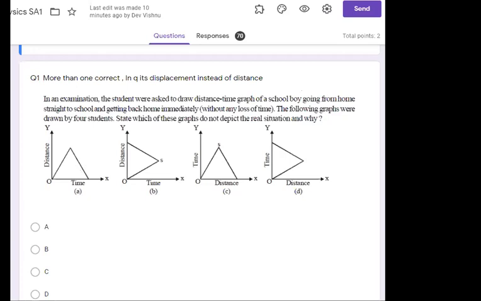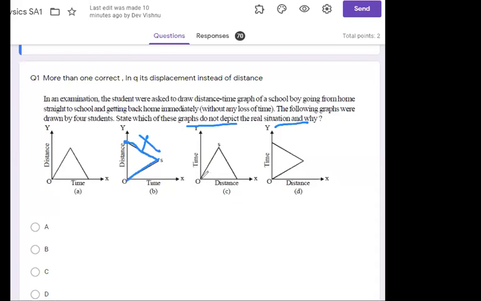Can time be negative? As simple as that. No. In this question, it is given that which graph does not depict the real situation. Here, time started positive, but then time started decreasing. How is this possible? Time cannot be negative. So this is wrong.